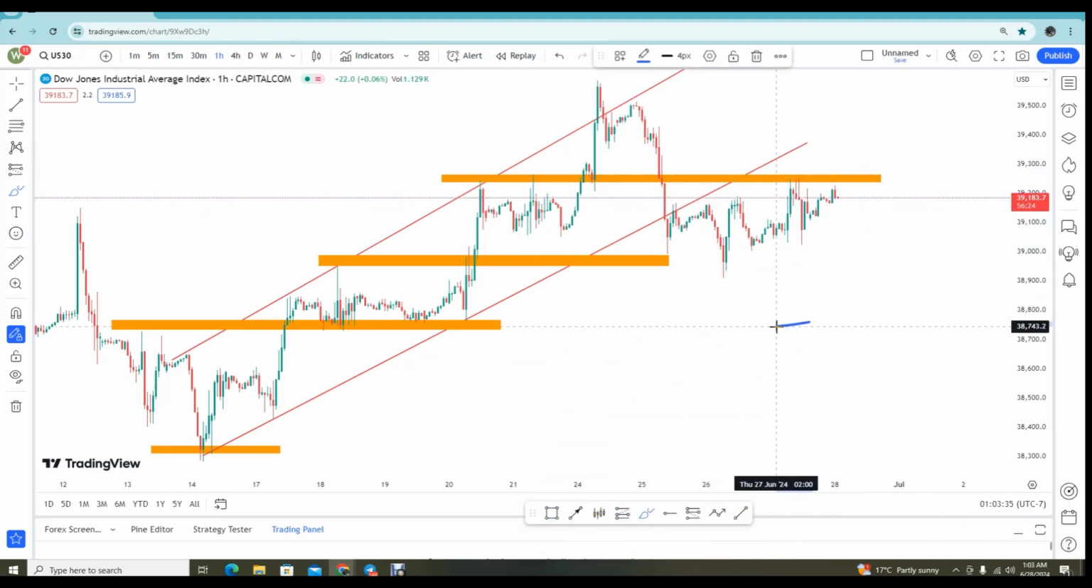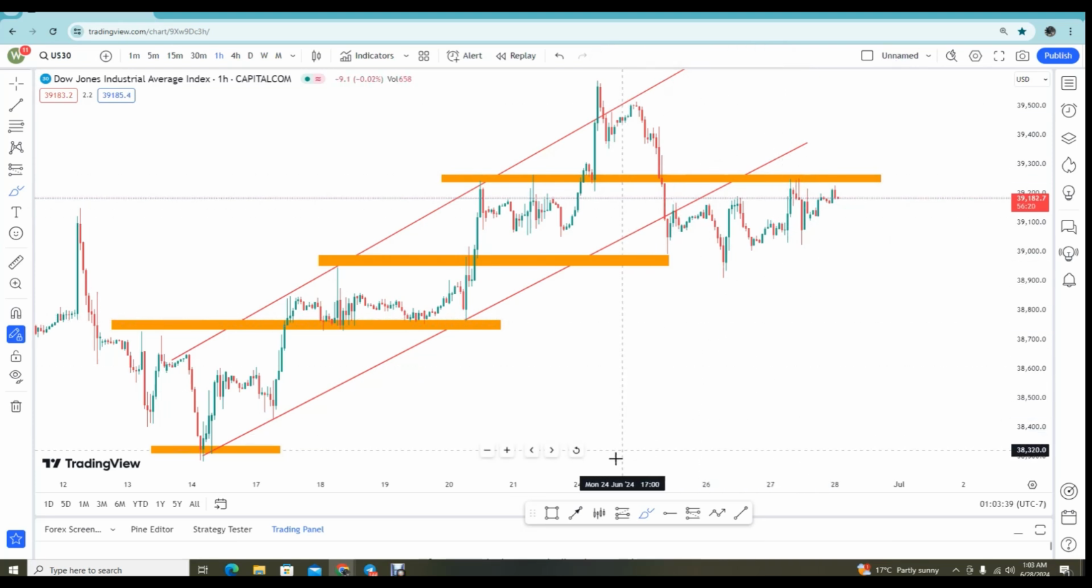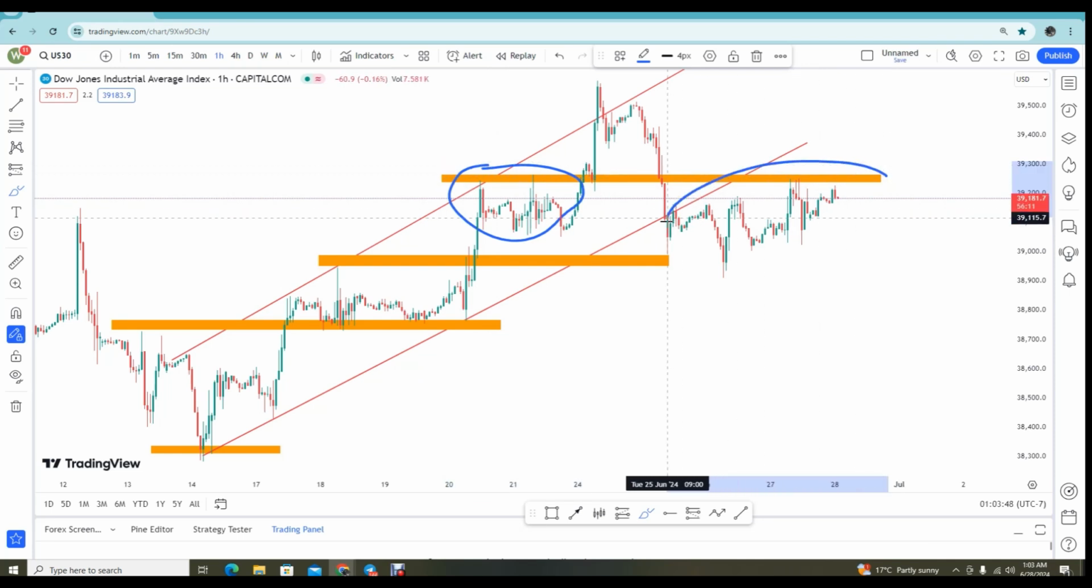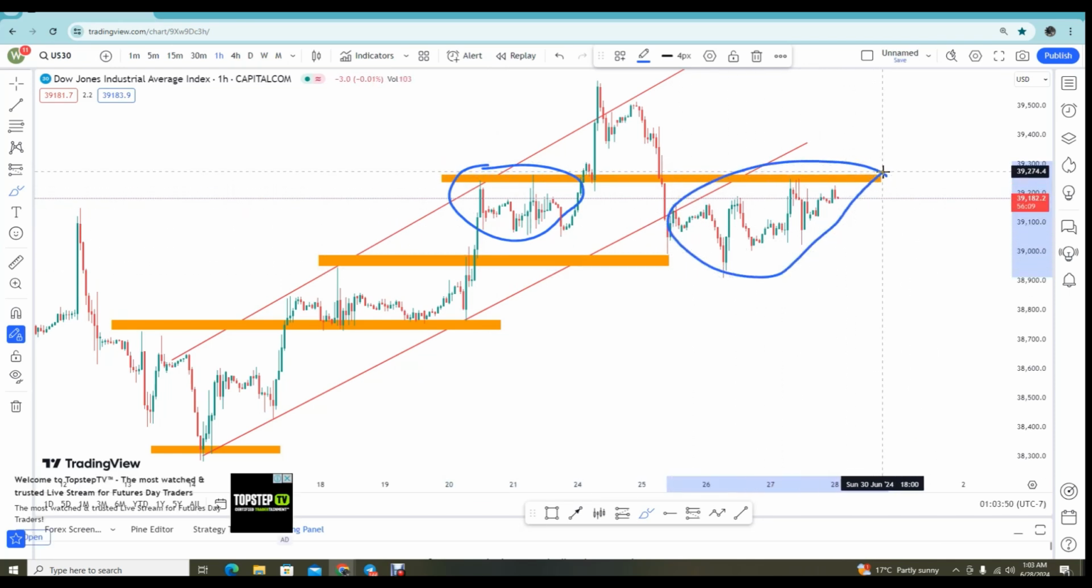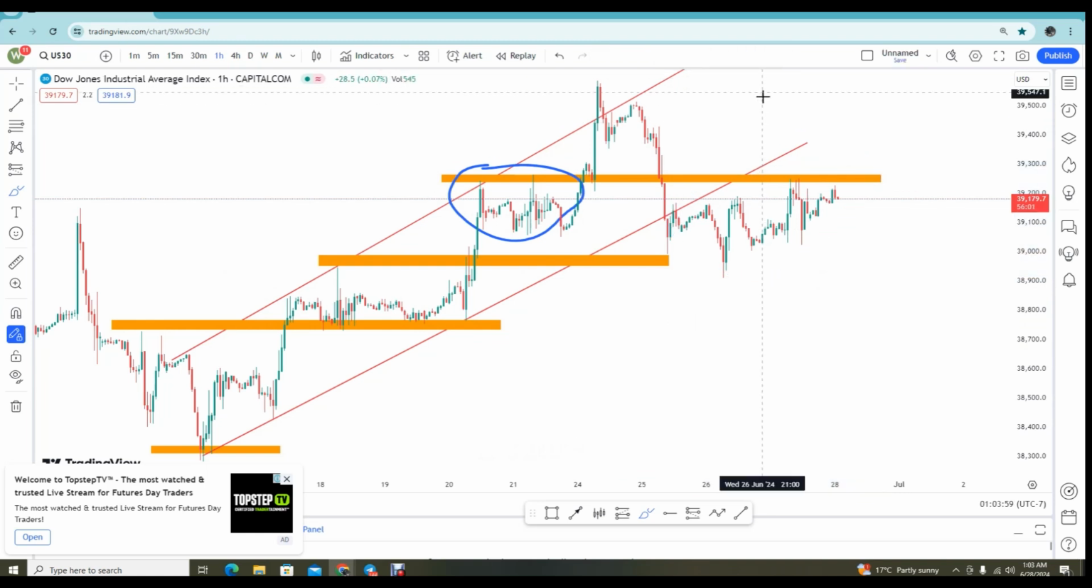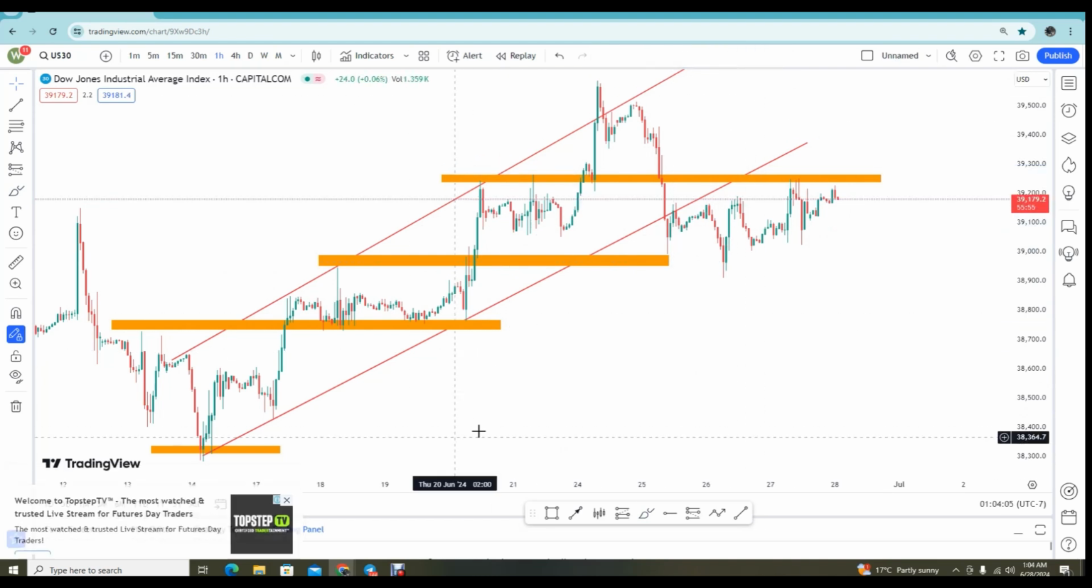You know what I say? So we can see that the market has created something we call head and shoulder. Right, you can see that the market has already created a head and shoulder. So now, since we have this, we can see that the market is about to drop. Let me show you what I mean by that.